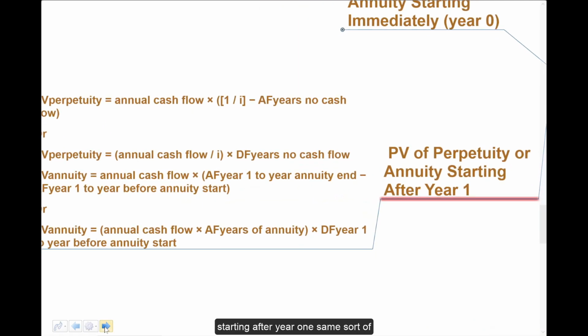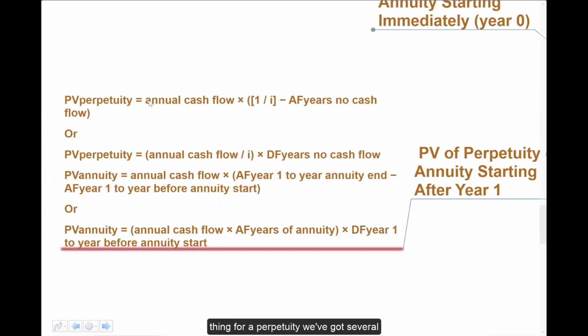What about starting after year 1? Same sort of thing for a perpetuity. We've got several options here. Note the AF being obviously the annuity factor. Just be careful with the formulas. It can be a little bit confusing. And note that there are several options here. Now, the only way to get savvy or to get familiar with this is to choose a particular option, the one that suits you, and just to put it into practice. But do note the difference between perpetuities or annuities starting year 0 and indeed year 1. Obviously, we have to allow for that period between year 0 and indeed the starting point. Just be careful with that.